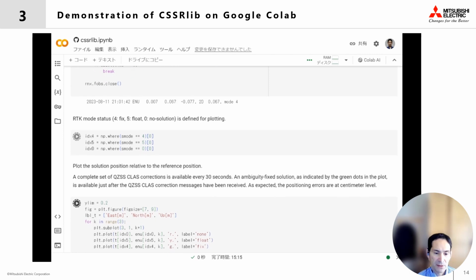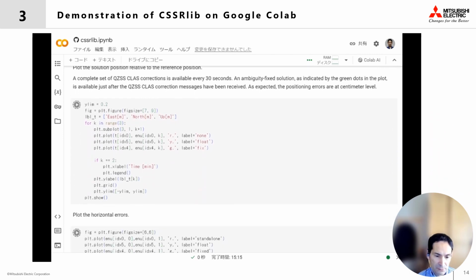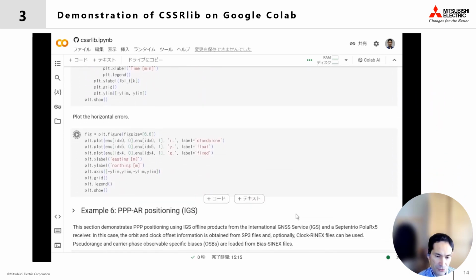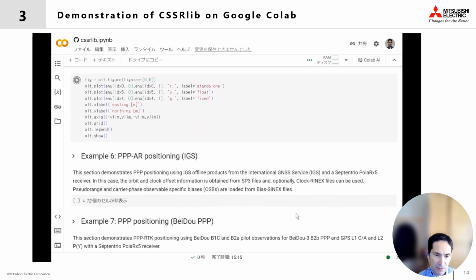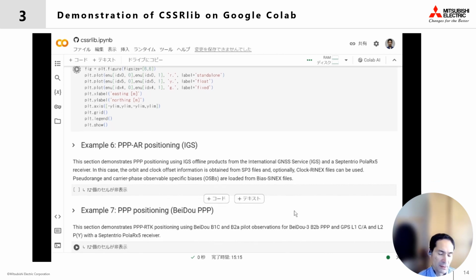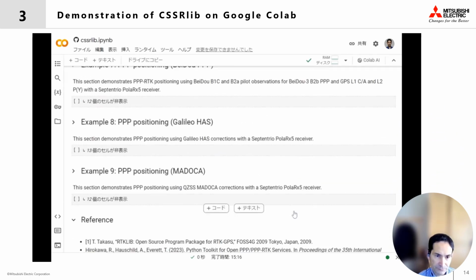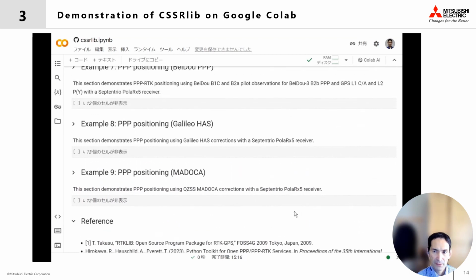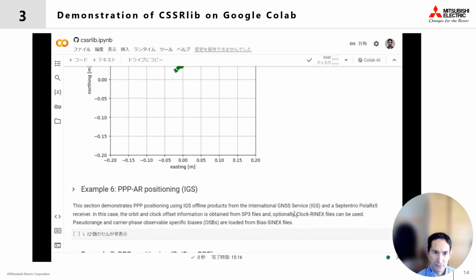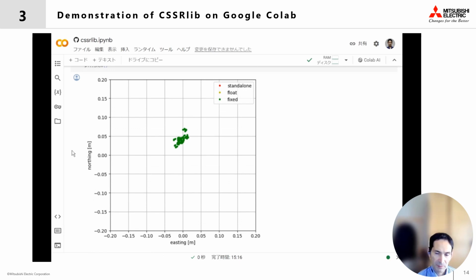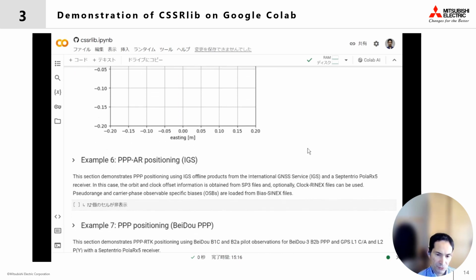The other examples show the IGS PPP-AR, BeiDou PPP, and the Galileo HAS, and the MADOCA PPP. And now the figure shows the positioning result of PPP-RTK for CLAS. It proves the centimeter-level positioning accuracy.